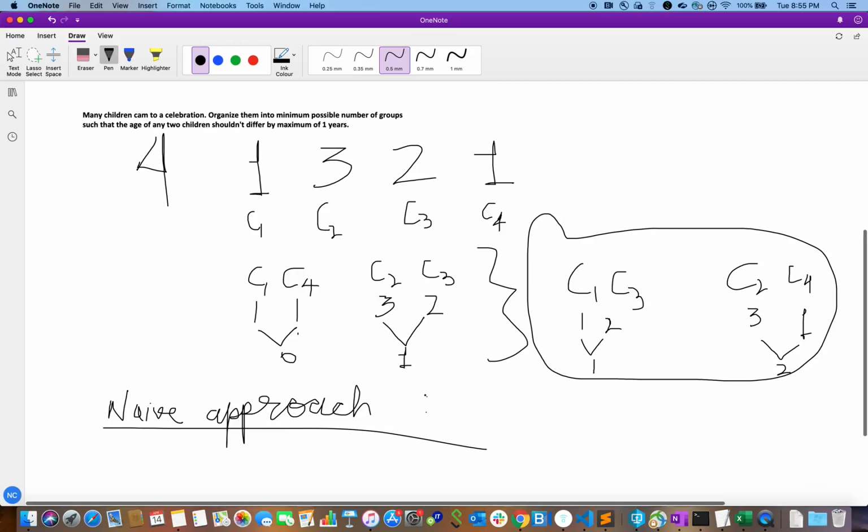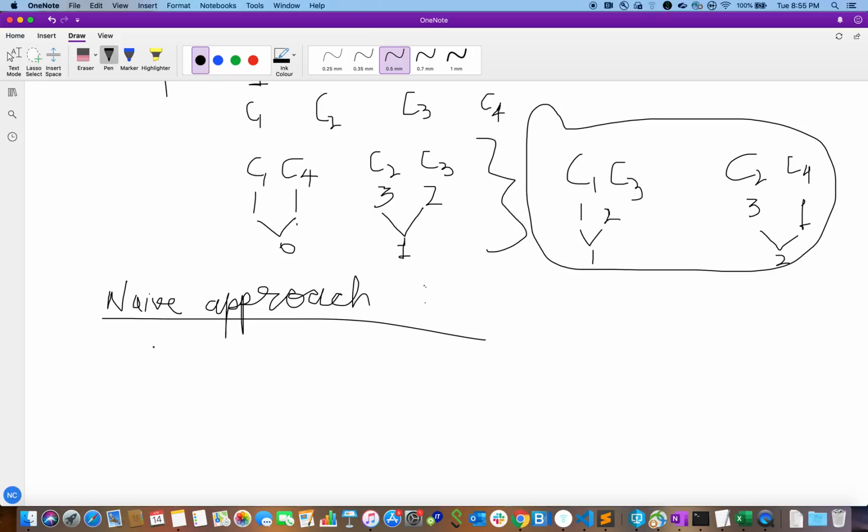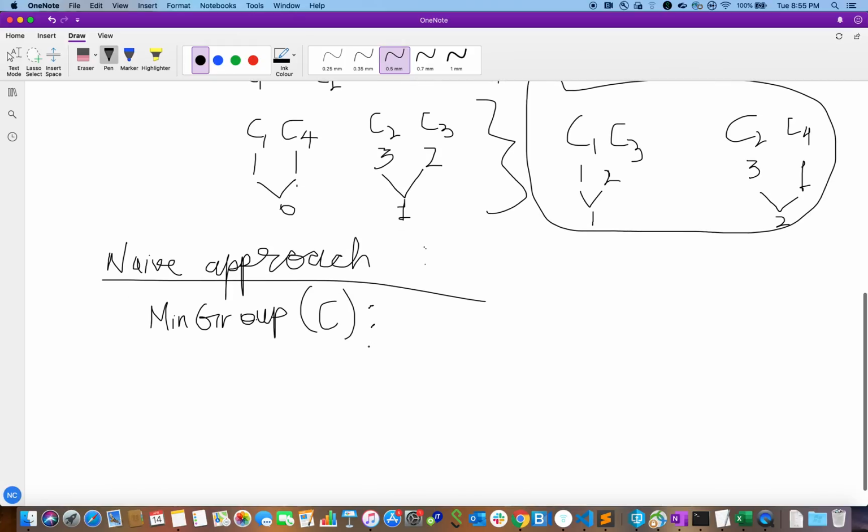In the naive approach, suppose we have a function that returns min group, and the function is provided with the set of children that are in the celebration. That means the set C, which we denote by C. Now in this function we can have a variable m that stores the length of the set provided.